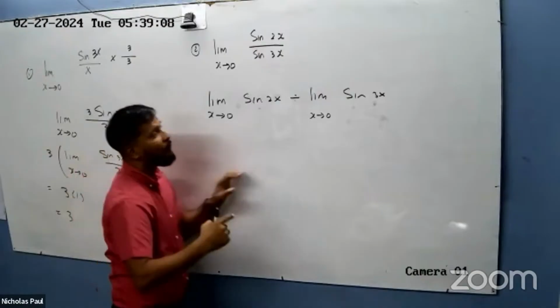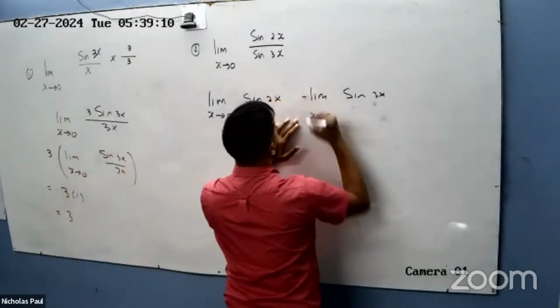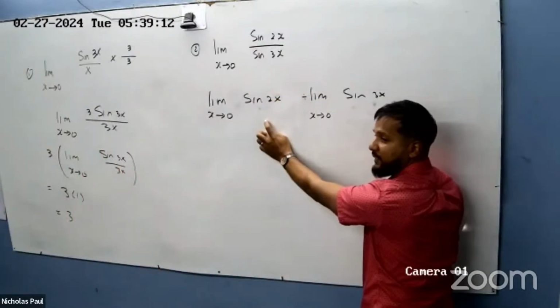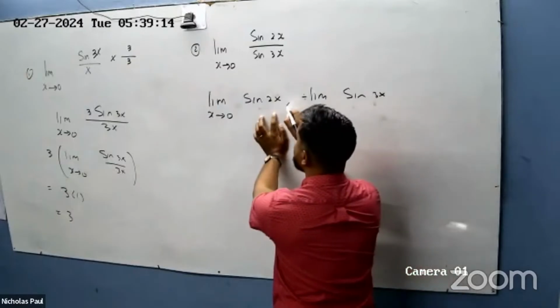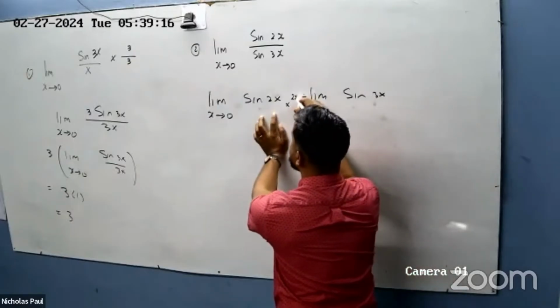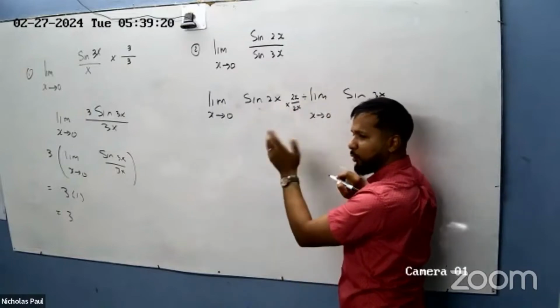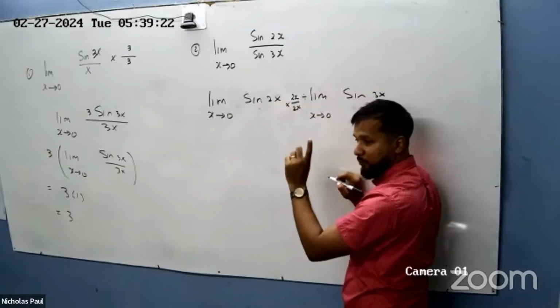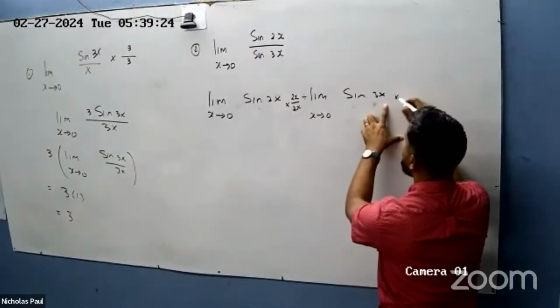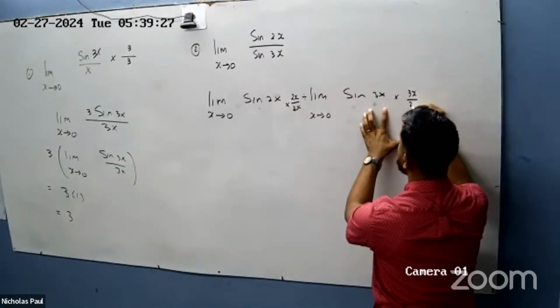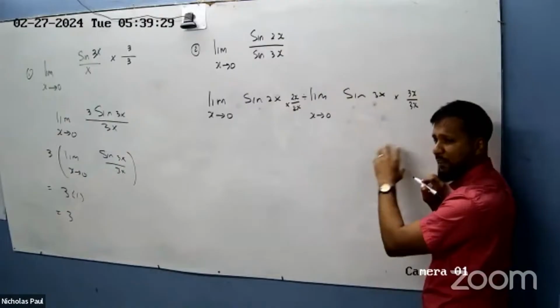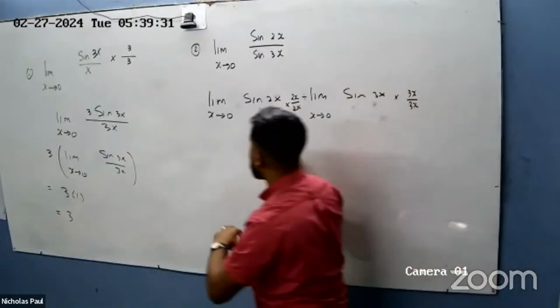Next, what do I want? I want to get 2x underneath here. So I'm going to multiply by 2x over 2x. Would I change the answer? No. 2x on 2x is 1. What would I do here? Yes. Multiply by 3x on 3x. I write in all these steps for you to see what's going on.